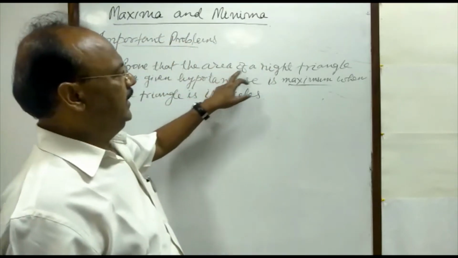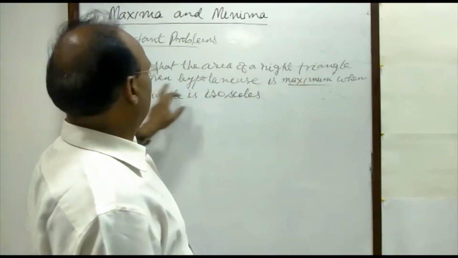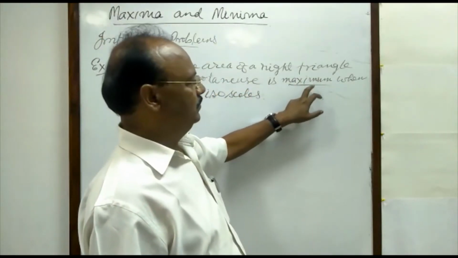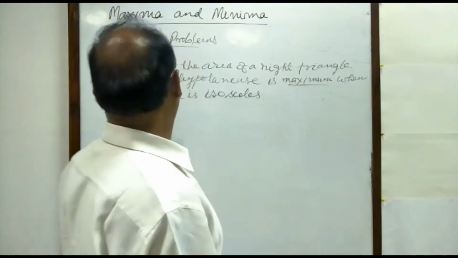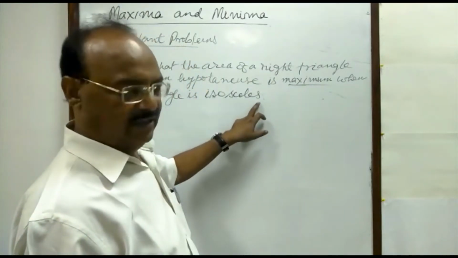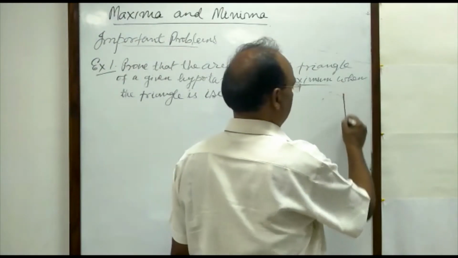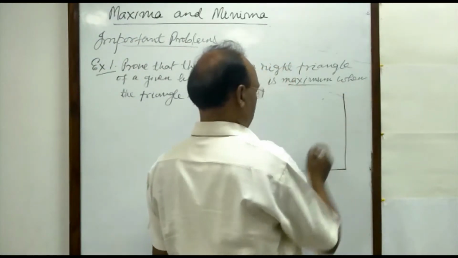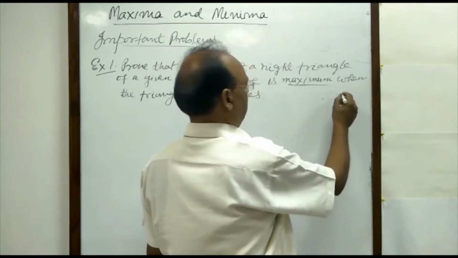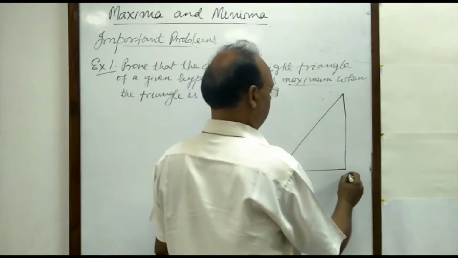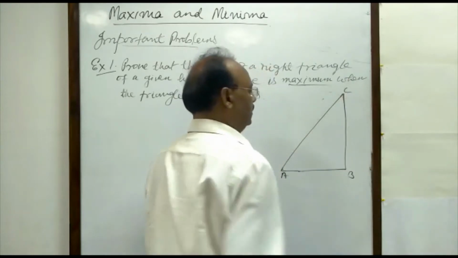Prove that the area of a right triangle of a given hypotenuse is maximum. You note this word maximum, when the triangle is an isosceles triangle. So suppose this is a right angle triangle A, B and C.